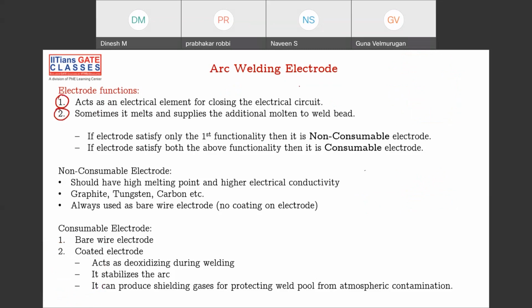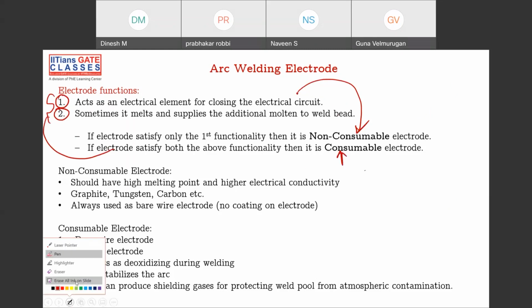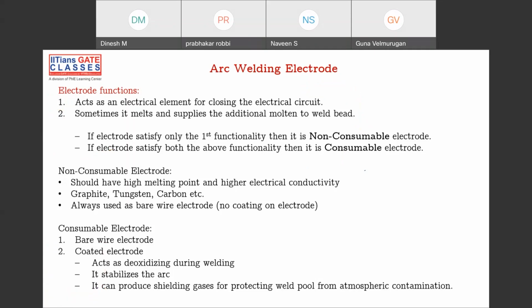If only the first one is satisfied, then it is non-consumable. If both are satisfied, then it is called consumable. In the sense, in non-consumable, the electrode is not melting. In consumable, the electrode is melting. That is what you have to understand, basically.